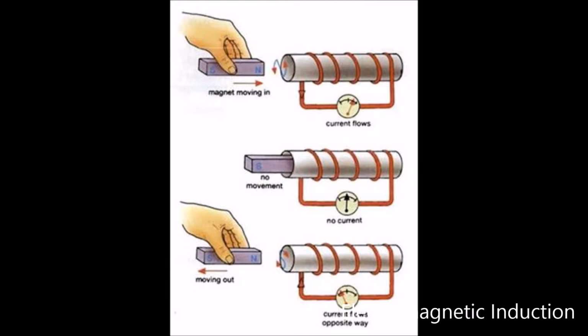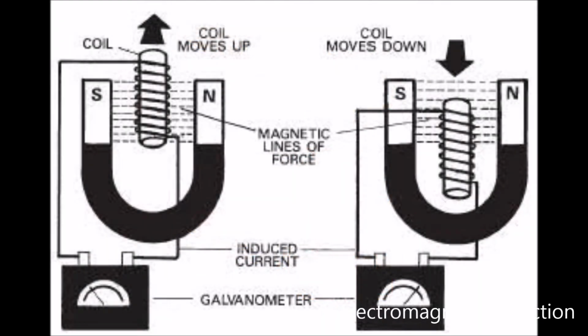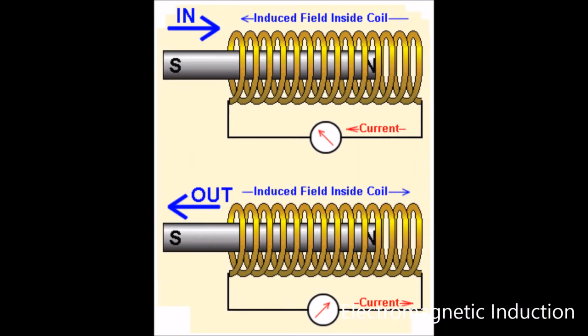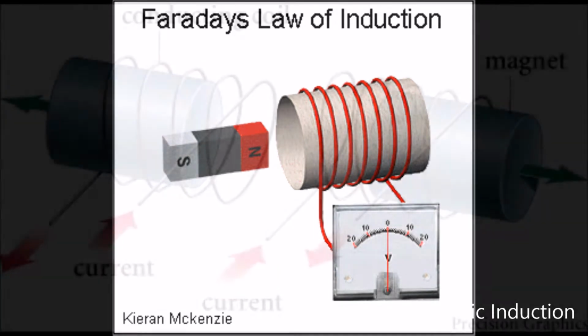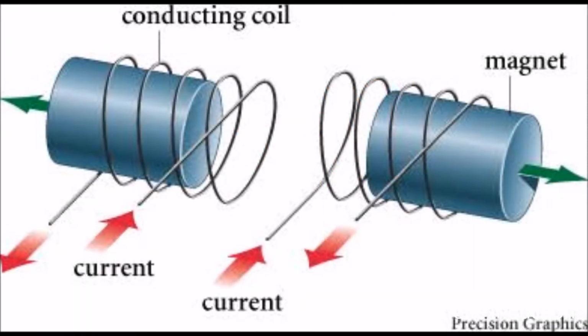The second factor was how quickly the magnetic field was changing. There are a couple of different ways that we can make a magnetic field change. One way is to change the strength of the field produced by the magnet. If we use an electromagnet to create the magnetic field, we can turn the magnet on and off, or simply vary the current to change the strength of the field.